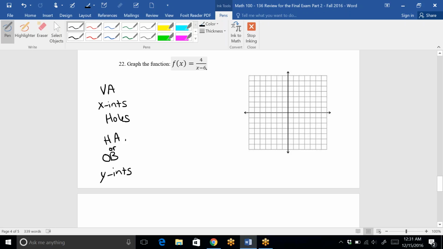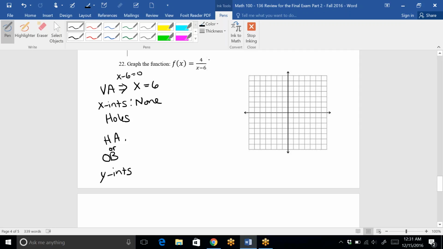This one is. There's nothing to do to this binomial, and you can't reduce the 4 and the 6 because one's a monomial and one's a binomial. So anything that's left in the denominator after reducing is a vertical asymptote. So if we set x minus 6 equal to 0, we get x equals 6. X-intercepts means you have to have an x on top. So since there are none, there are no x-intercepts.